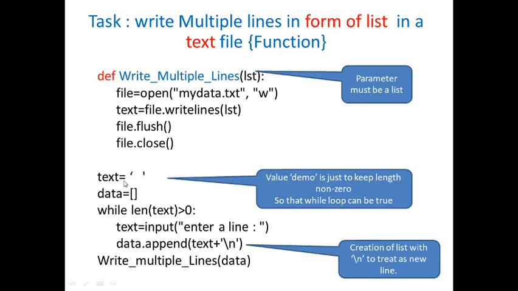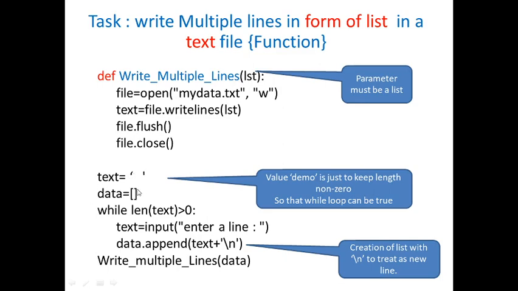Here I'm creating a variable text by passing one space intentionally. Why one space? Because I am checking the length, and if the length is greater than 0, then the following code will run. Otherwise, stop. So for that purpose, I'm intentionally putting one space in between two quotes.